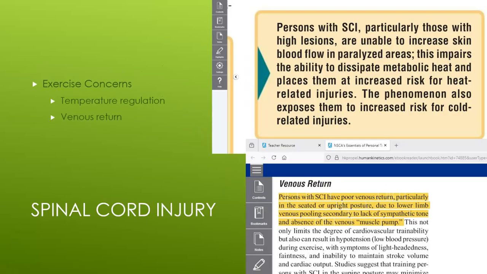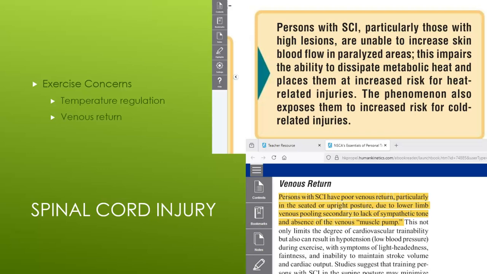So persons with spinal cord injury, particularly those with high lesions, further up in the spinal cord, are unable to increase skin blood flow in paralyzed areas. This impairs the ability to dissipate metabolic heat and places them at increased risk. So you have to be smart in terms of having fans for convection to blow heat off of your person. You need to be smart about working them out in a controlled environment that might not include outside in the summertime or outside in the wintertime.